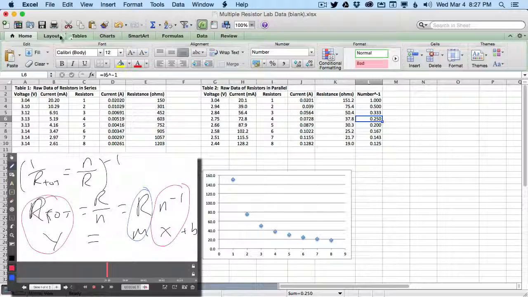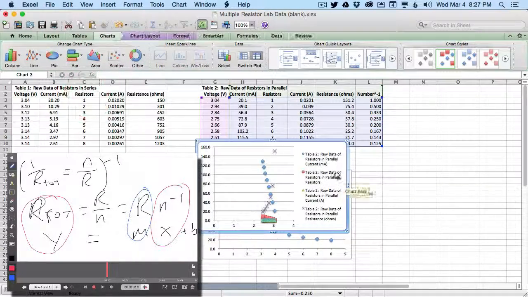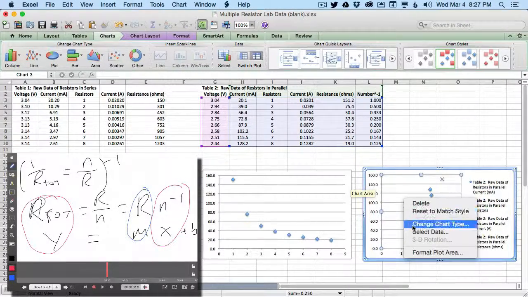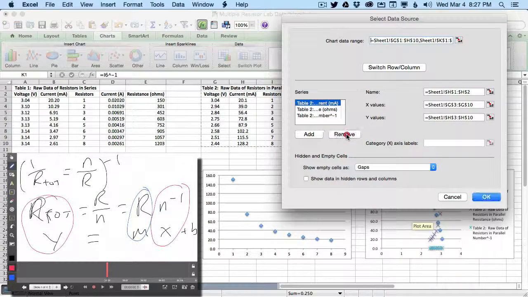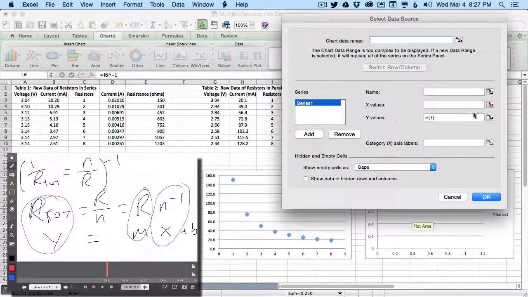And let's just make another graph. I'm going to insert a chart, a scatter plot. Oh my, this is why you don't make a scatter plot while you have something selected. It tries to do all that. Well, let's remove all those series. Okay, let's add a series.